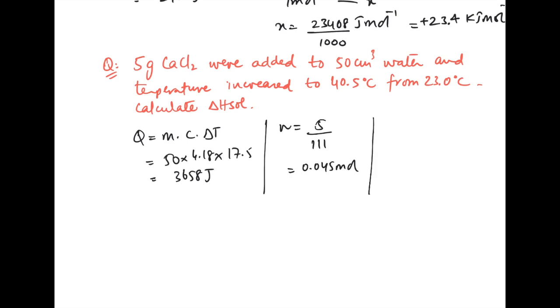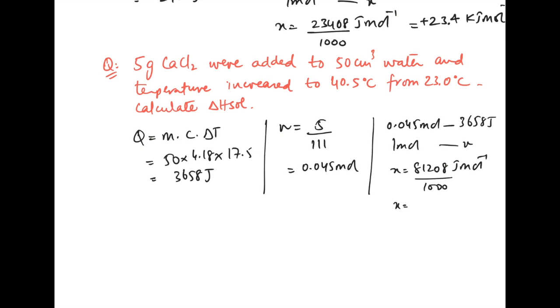What's the enthalpy change? So 0.045 mole releases 3658 joules. So 1 mole should release X. Now X is equal to 81208 joule per mole. But then divide by 1000, which makes it 81.2 kilojoule per mole. But don't forget, the sign is negative. So can you see that enthalpy of solution can be exothermic or endothermic in nature?